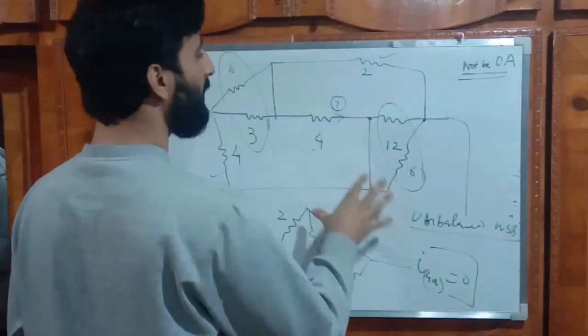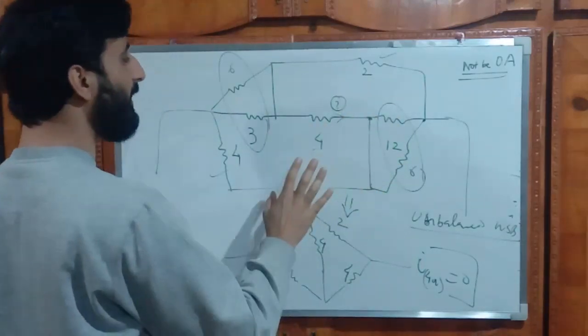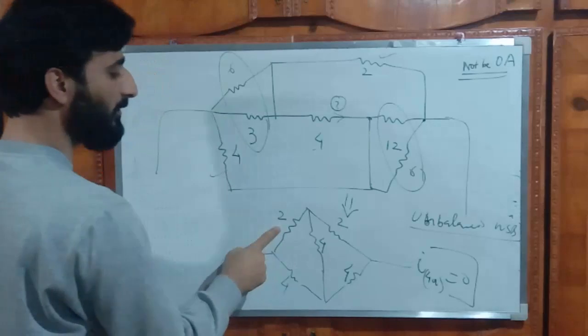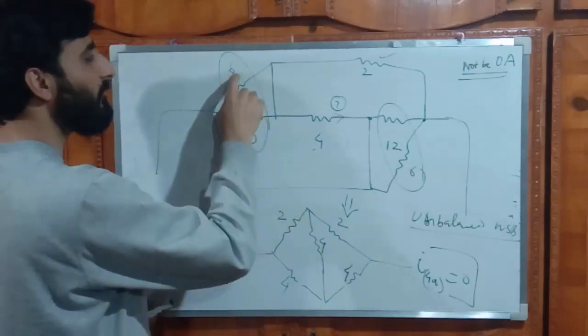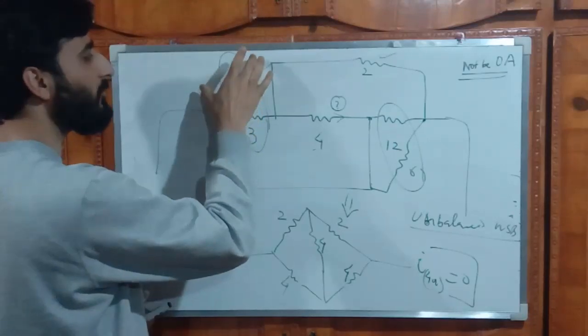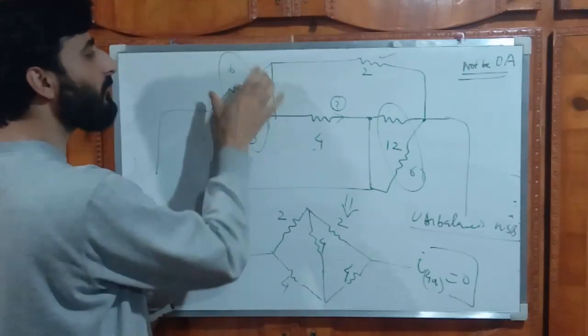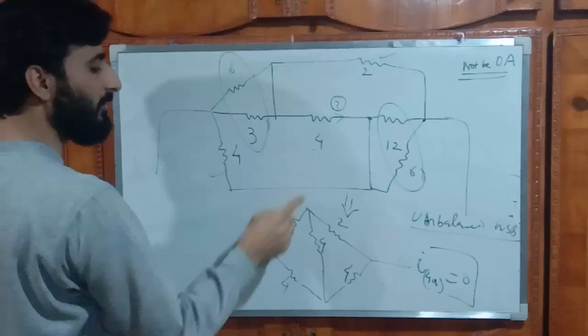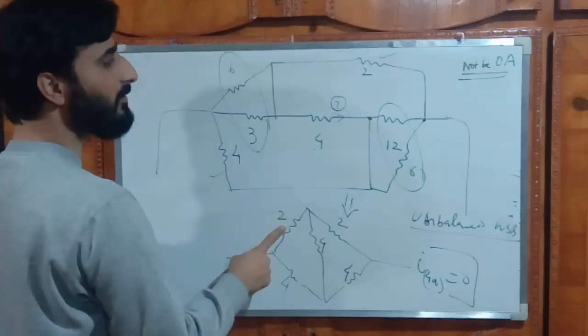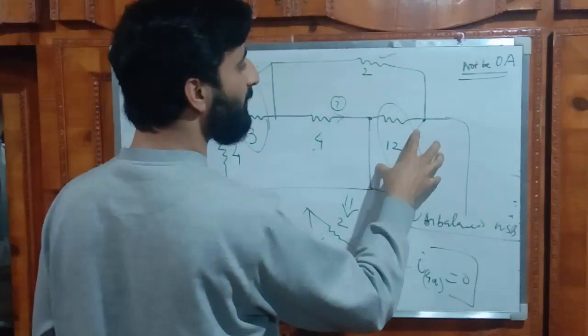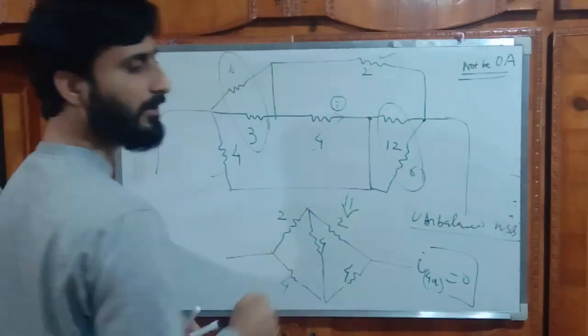So what we did, this was a Wheatstone bridge, except that the resistor over here was not a single resistor. Rather, we had 2 resistors and we had to combine them to form this 2 ohm resistor. Likewise we did here, but overall this was a Wheatstone bridge.